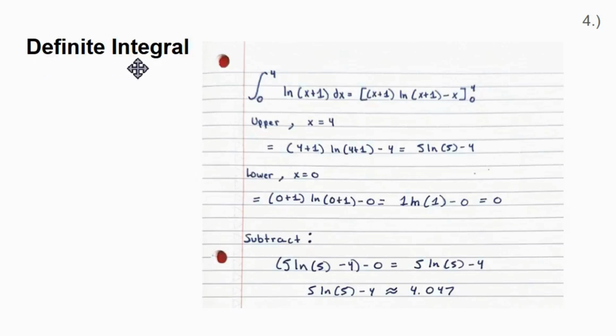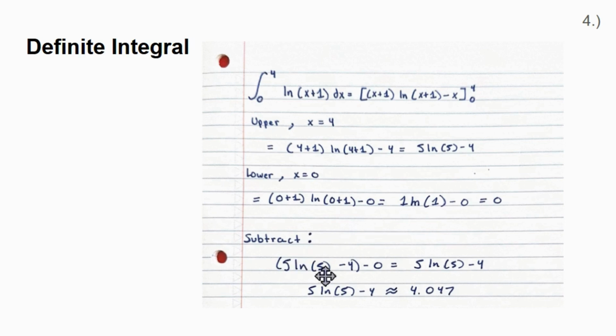Now to find the definite integral, you set your limits to 4 and 0, where the upper limit is 4 and the lower limit is 0. You plug in those limits to the indefinite integral. So if you plug in 4 for x, it would leave you with 5 times natural log of 5 minus 4. And if you plug in 0 for x in the lower limit, it'll equal 1 times natural log of 1 minus 0, which is 0.